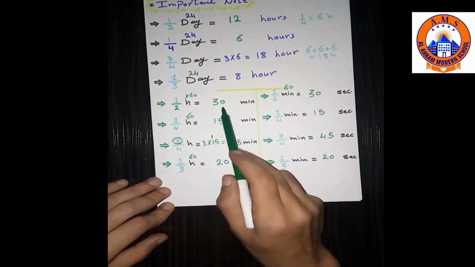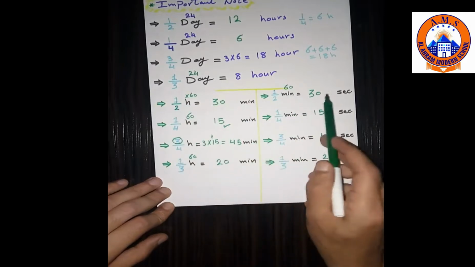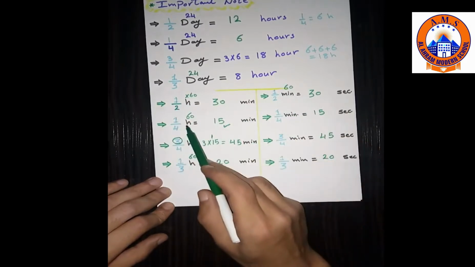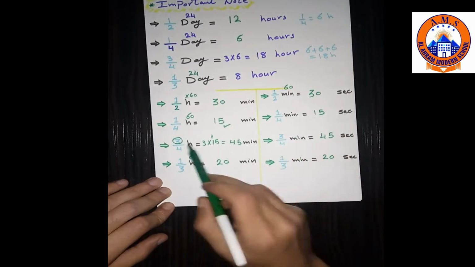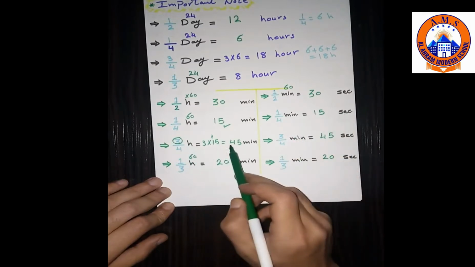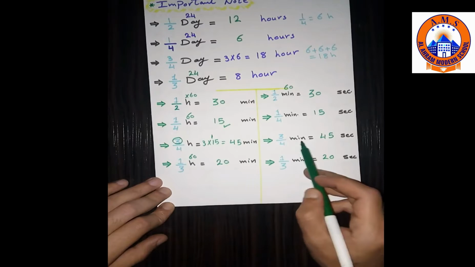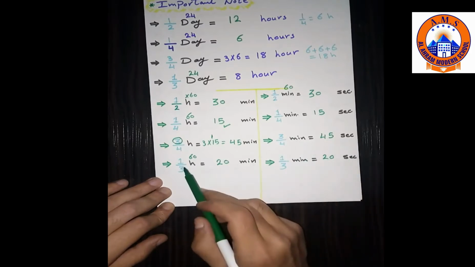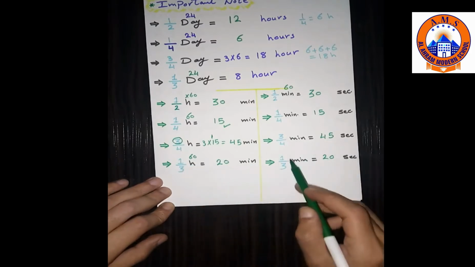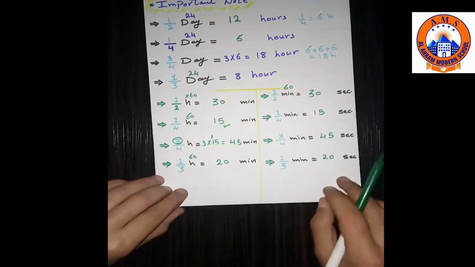Half of an hour equals 30 minutes, and half of a minute equals 30 seconds. A quarter of an hour equals 15 minutes, and a quarter of a minute equals 15 seconds. 3/4 of an hour equals 45 minutes. 3/4 of a minute equals 45 seconds. And a third of an hour equals 20 minutes, and a third of a minute equals 20 seconds.